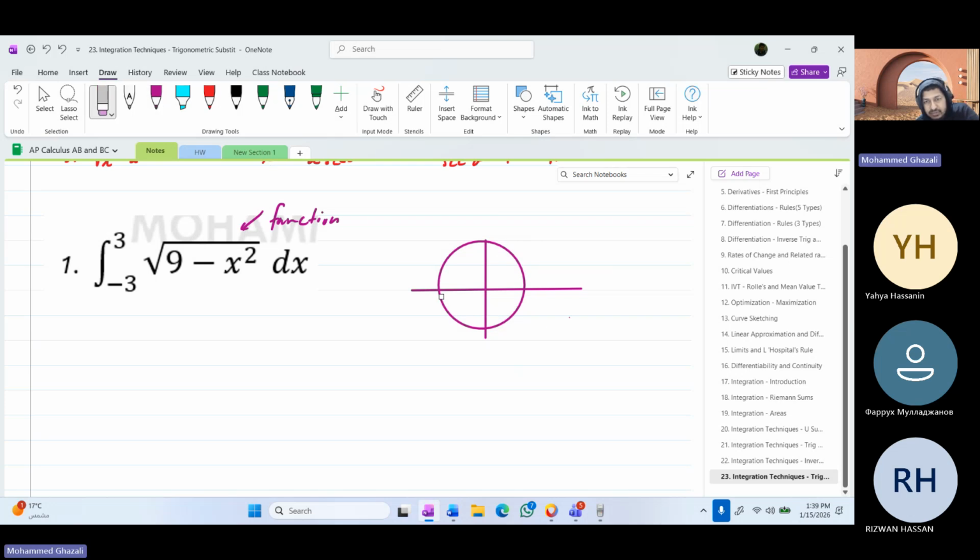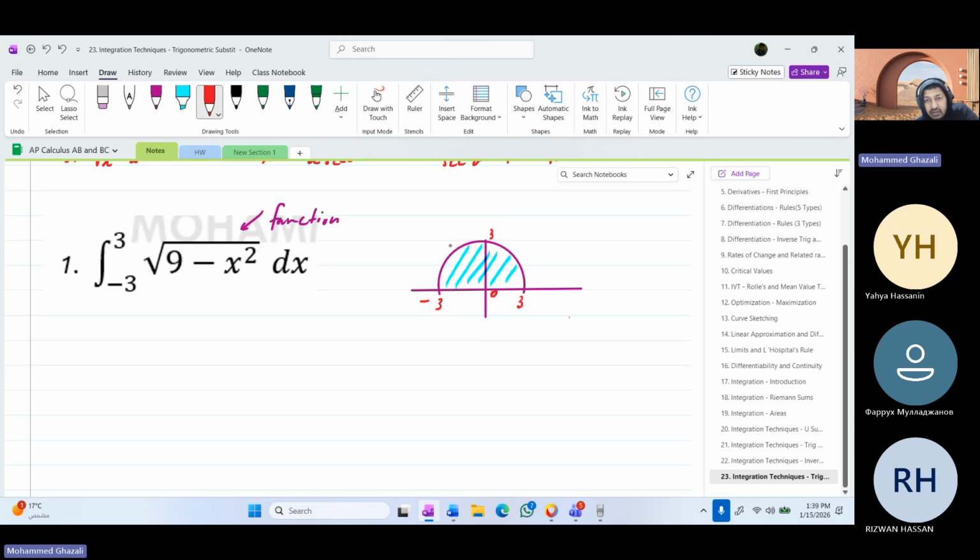So I'll take out this bottom piece here. That's not needed because it's a positive square root. This is negative 3 to 3, and that's 3 there. We're trying to find the area of the semicircle. So if you get a problem like this, you can just use geometry to solve. You don't need to use trigonometric substitution. You'll probably get it in multiple choice problems.